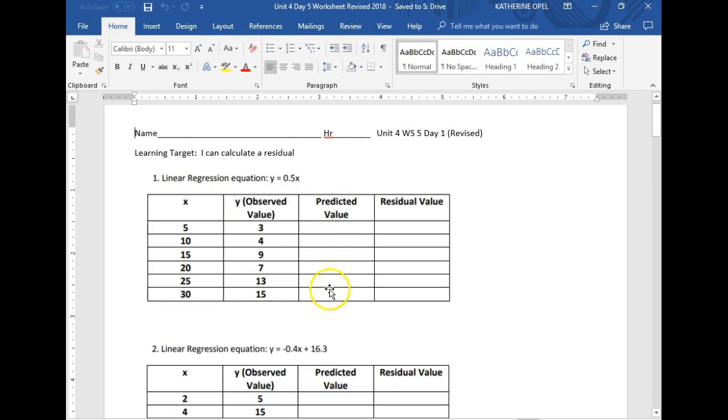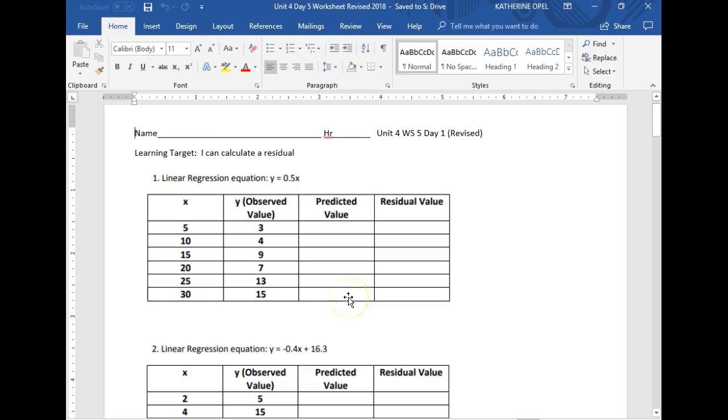To figure out the predicted value, you take each X value, so X is 5, and you plug it into the equation, 0.5 times 5. So 0.5 times 5 is 2.5, and you write that right there. Again, you do it for 10. 10 times 0.5, that's 5. You put it right there. 15 times 0.5, you put it right here, 7.5. You continue that pattern for each X value.